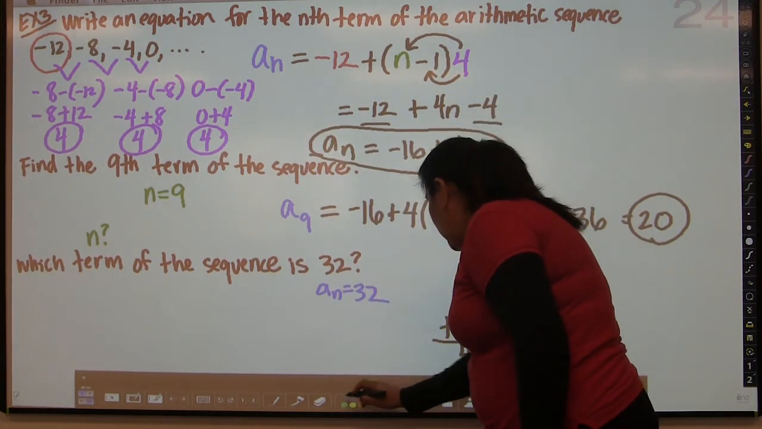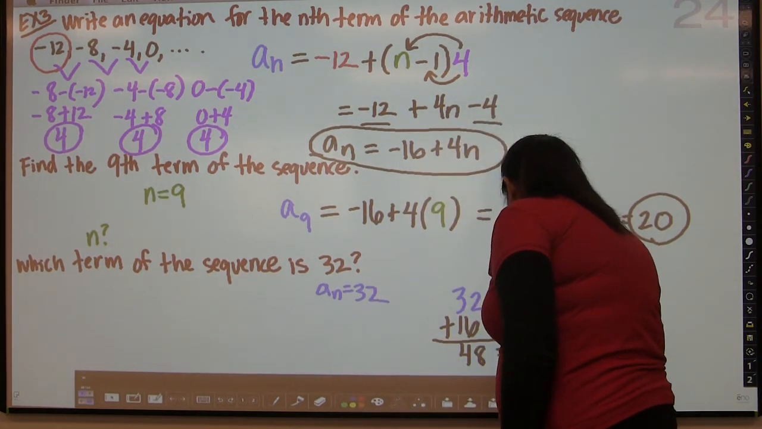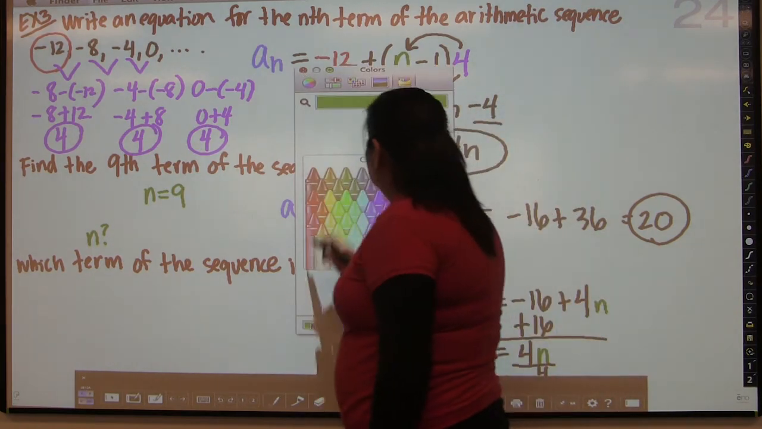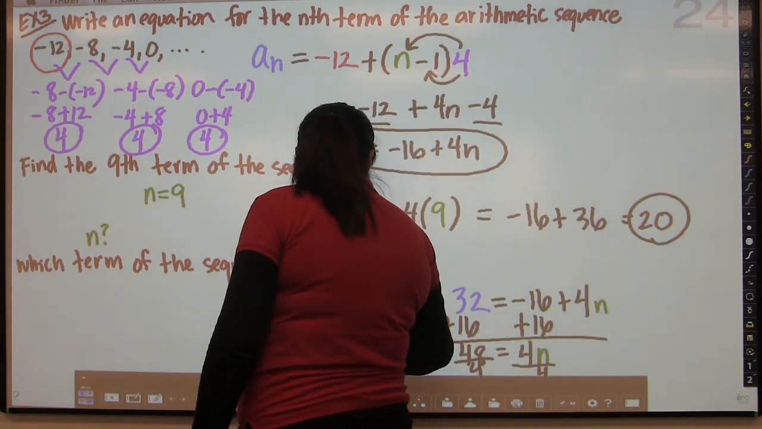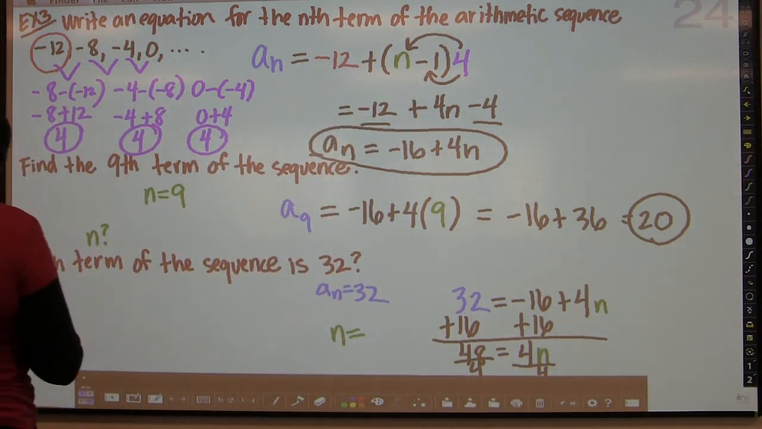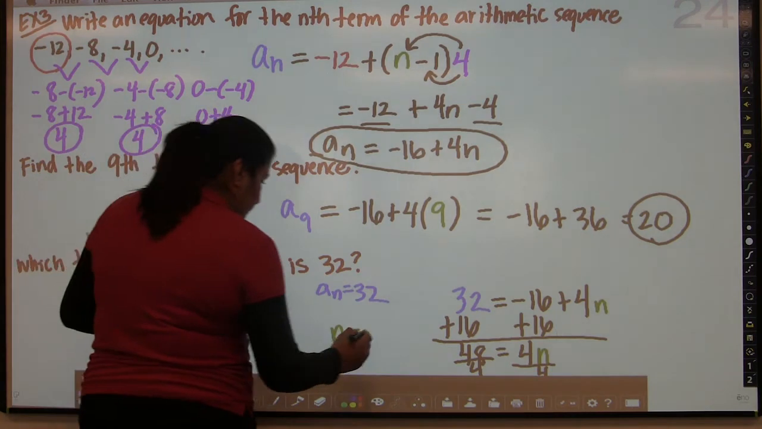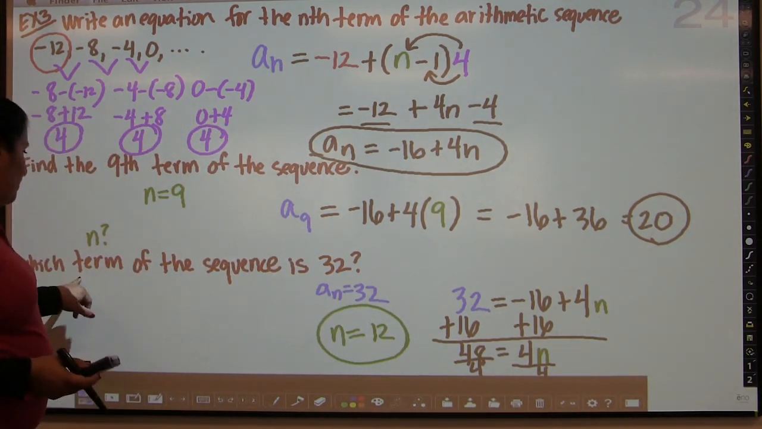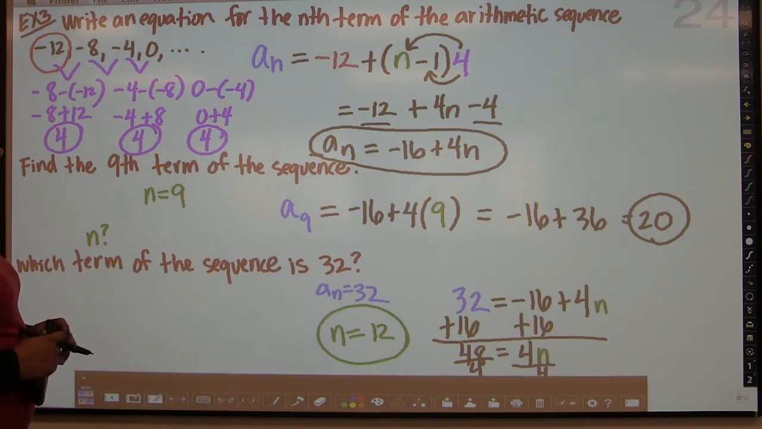Then I'm going to divide by 4 on both sides, and it turns out that n actually equals 48 divided by 4, which I believe is 12. So it means that the 12th term of the sequence is 32.